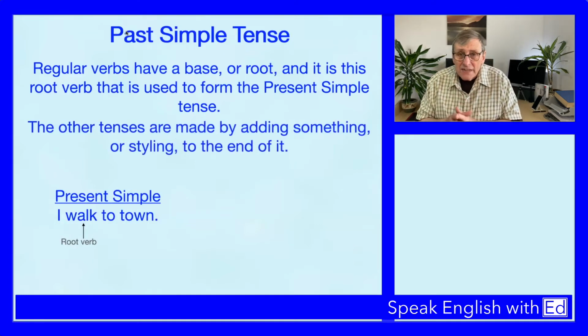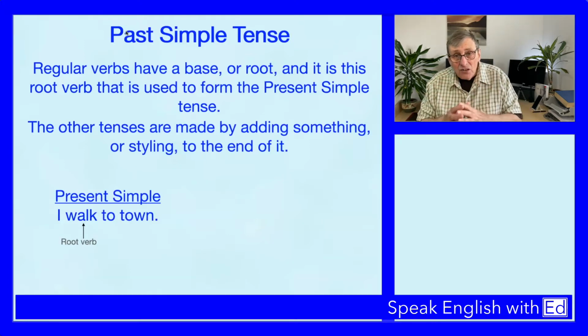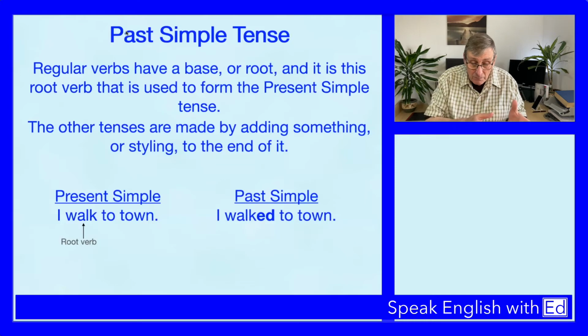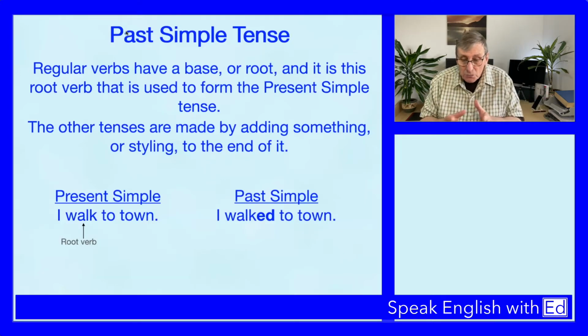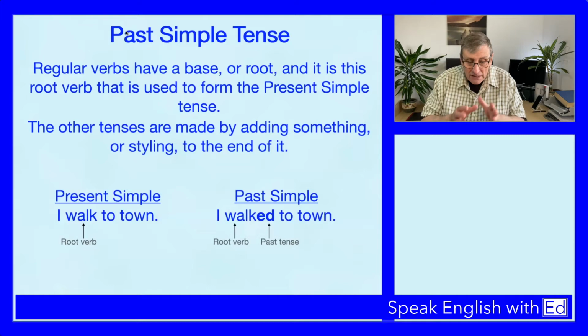And to make other tenses, you need to add something to the verb. You need to style it, to add a little bit of styling at the end of the verb to make it into a past tense. So, a past tense for the same sentence, making it in the past, would be I walked to town. Now here, walk is the root verb, as you can see, and ed is the styling which turns it into past tense.